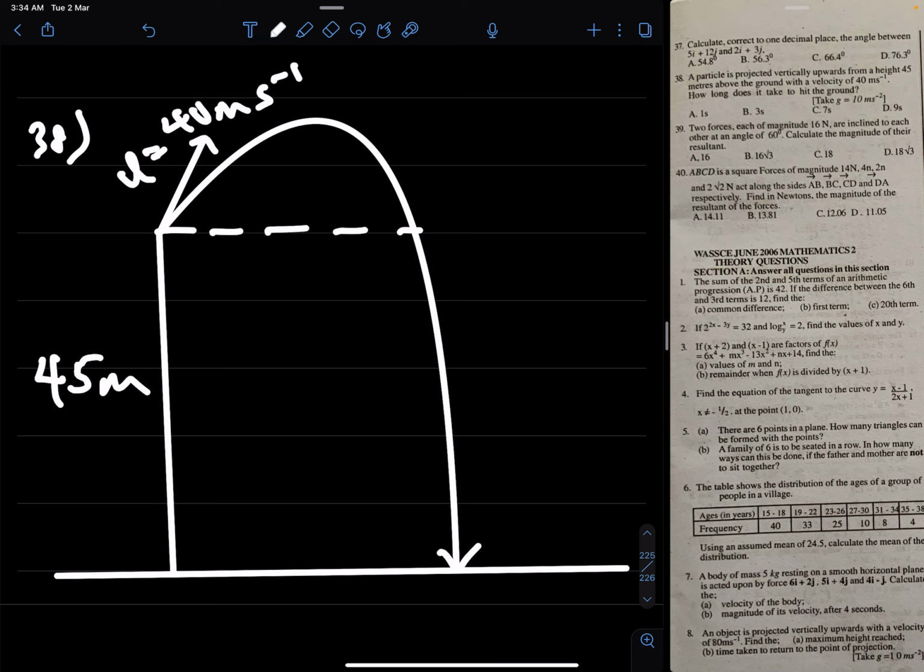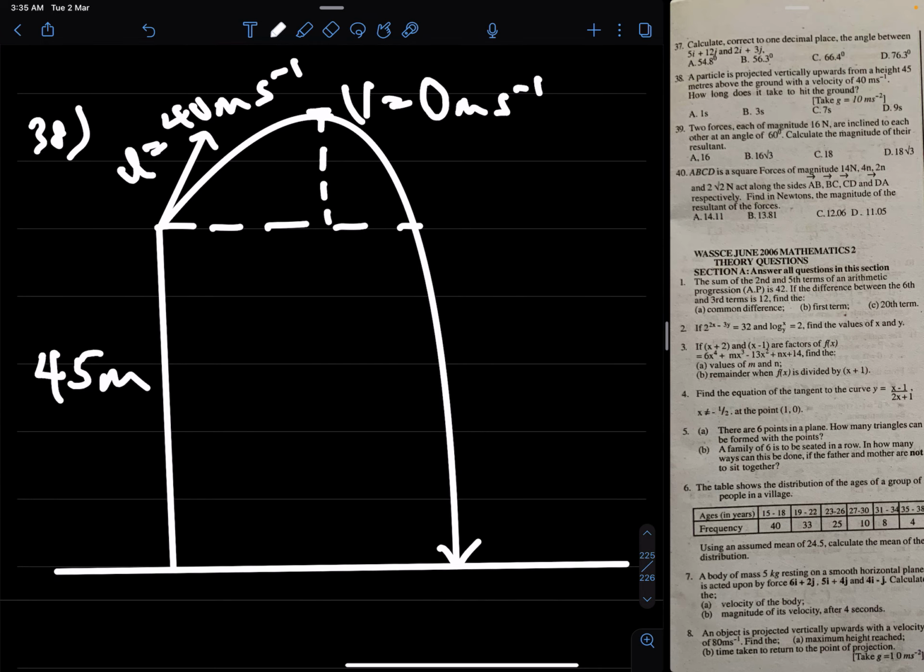We know that this is the maximum height reached, and at this point V is equal to 0 meters per second. First of all, I want to find the time taken to reach the maximum height, and I know that time is the same as the time it will also take to hit the projection plane again. The time taken to reach maximum height is the same as time taken from maximum height to the point where it hits the projection plane again. So let me find that time.